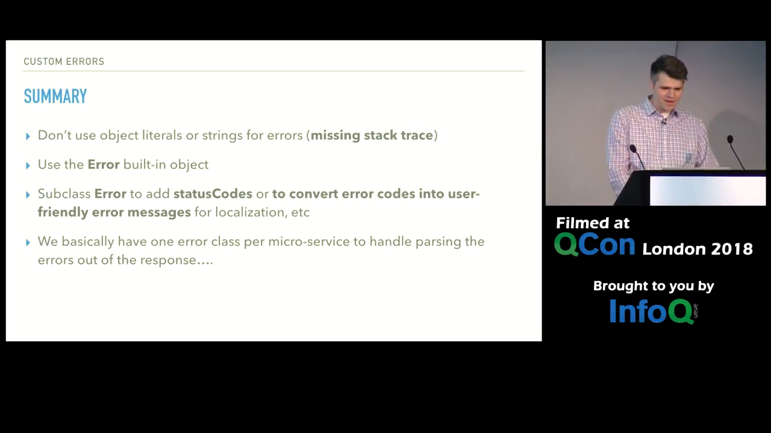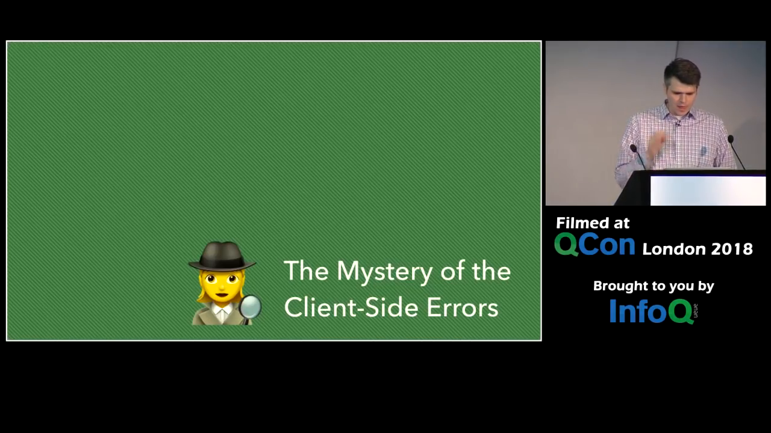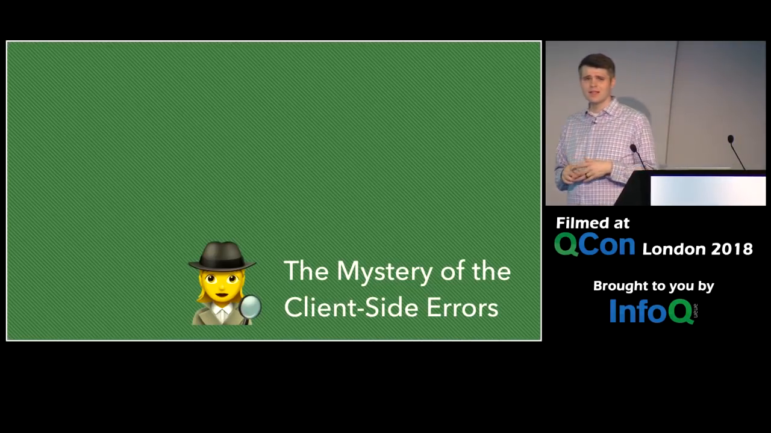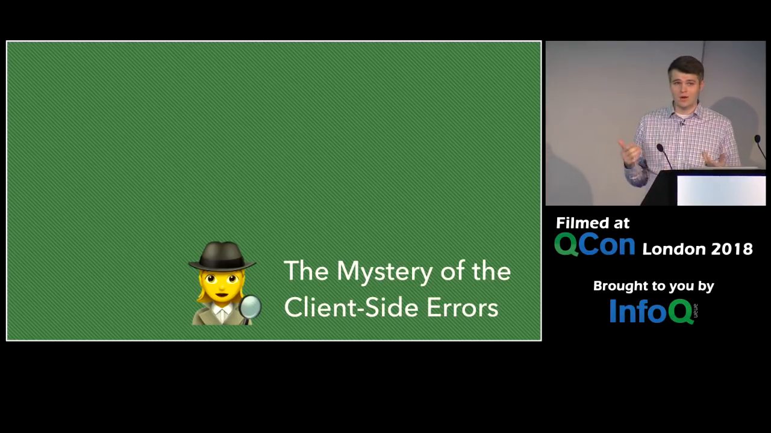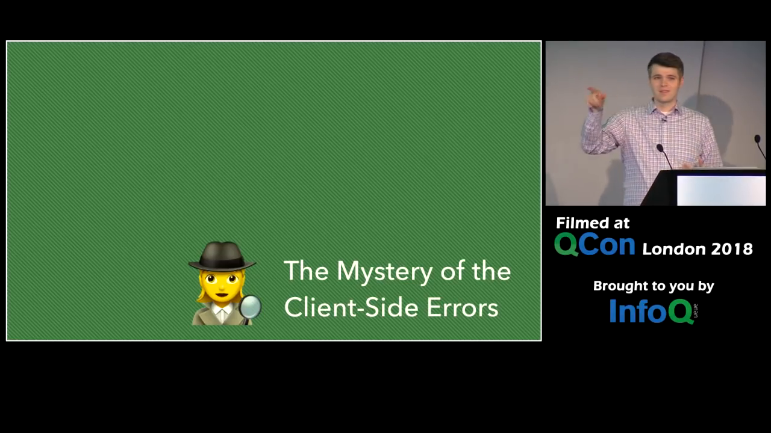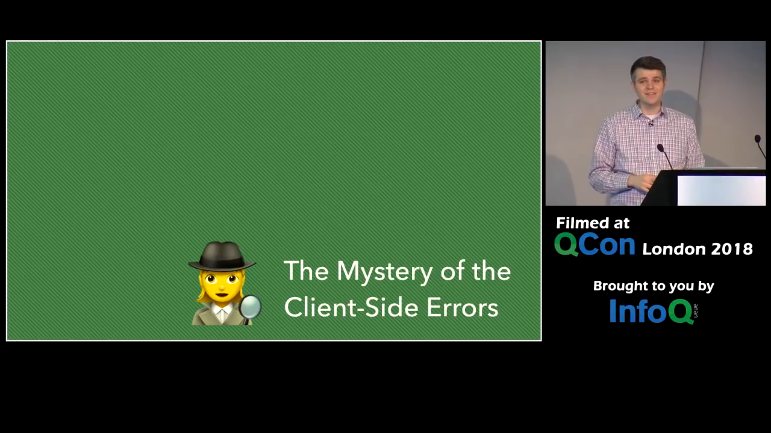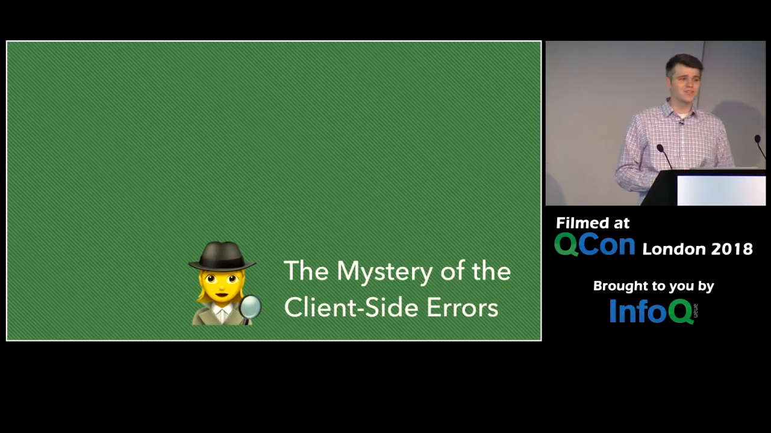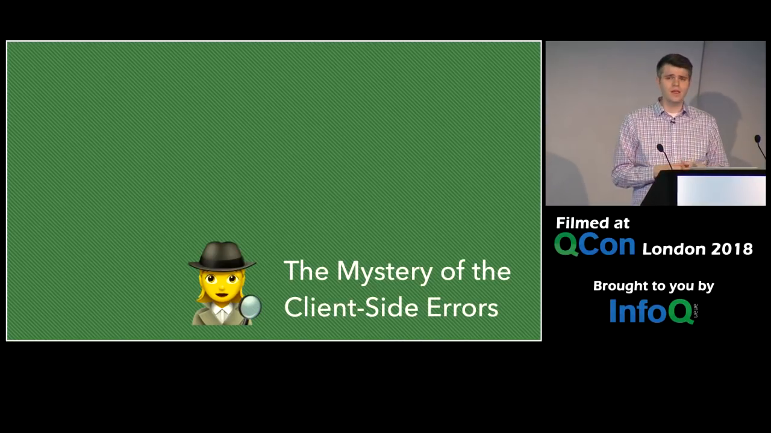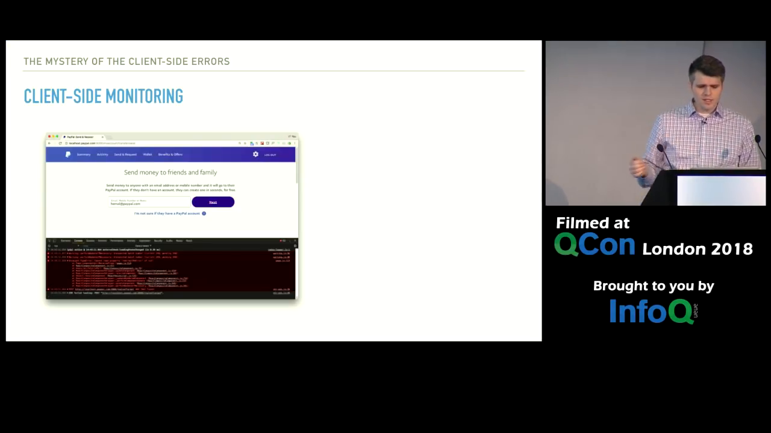So I've gone over a lot of stuff so far. I want to talk now about client-side errors. How many of you are doing client-side monitoring in your apps, or client-side error monitoring? A couple people. Hopefully by the end of this, you'll all be completely convinced that this is a very important thing to do. So first of all, why is this important?